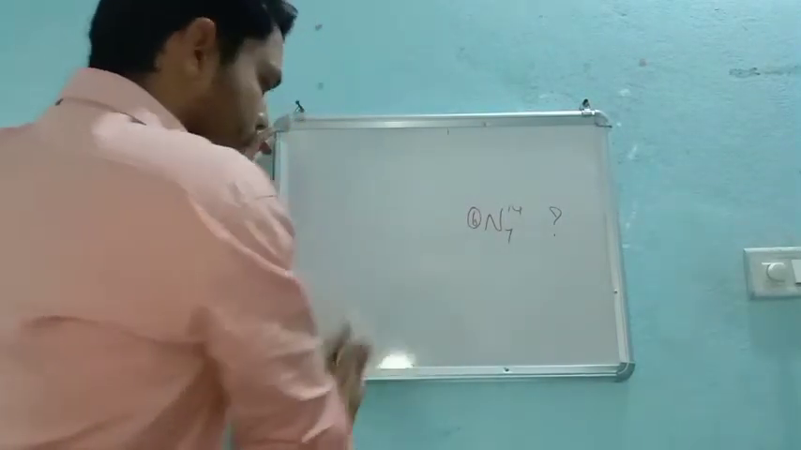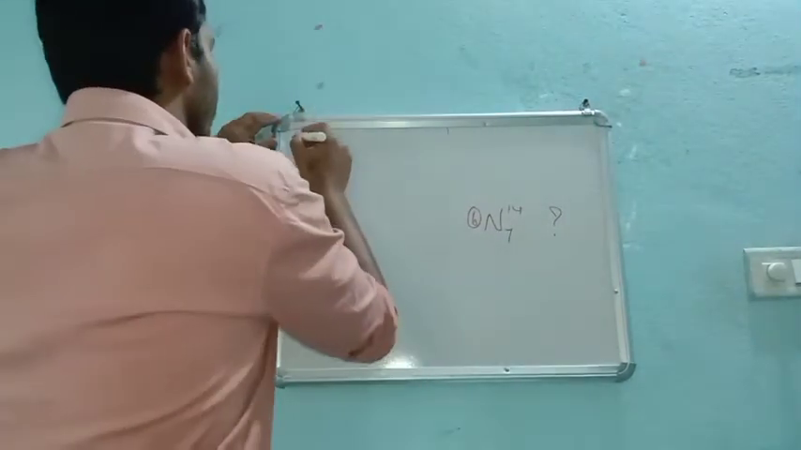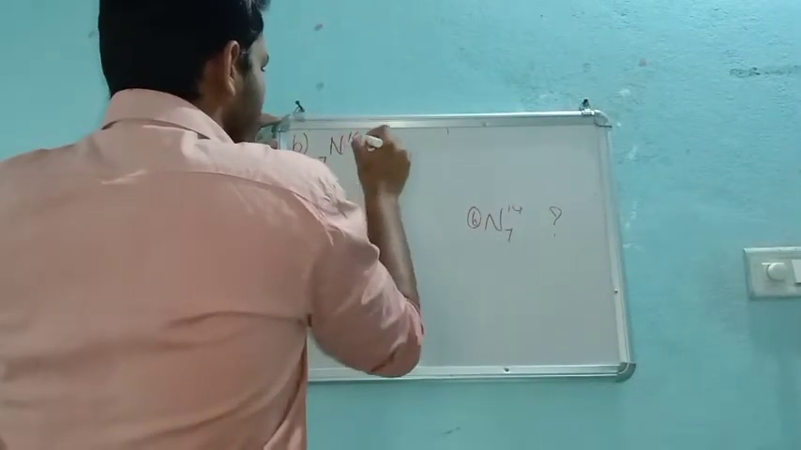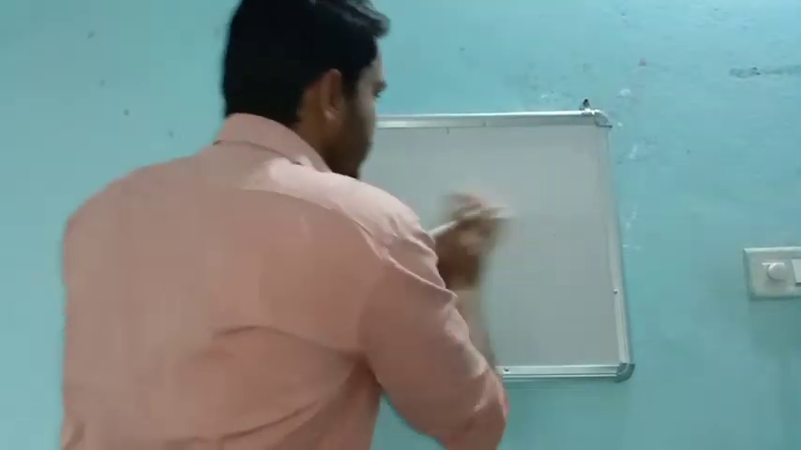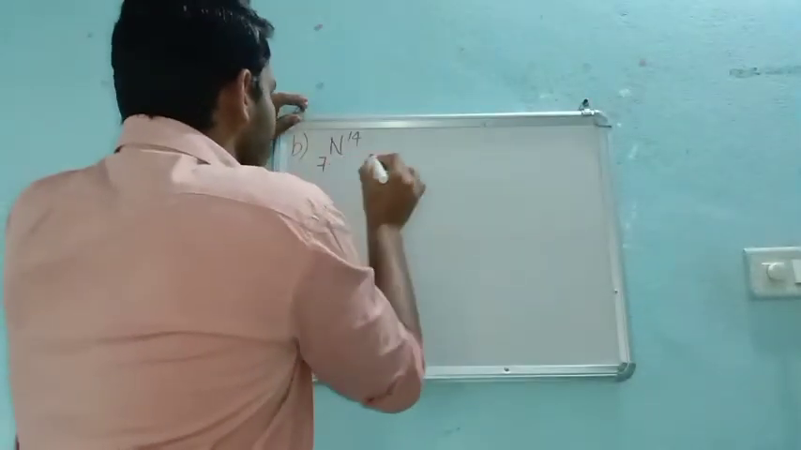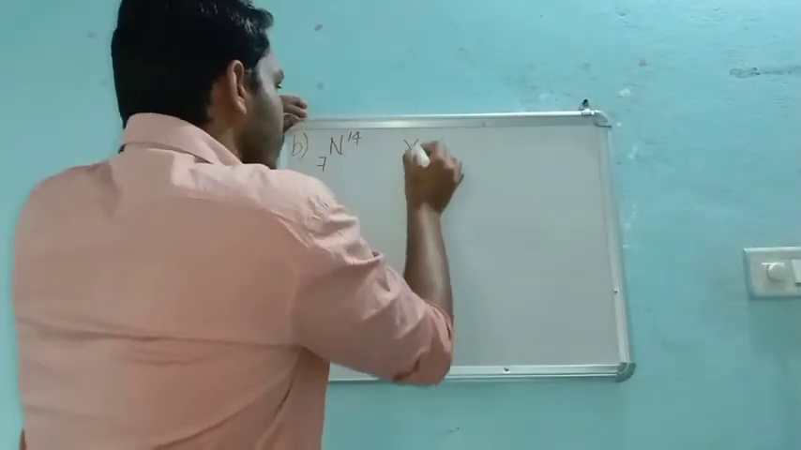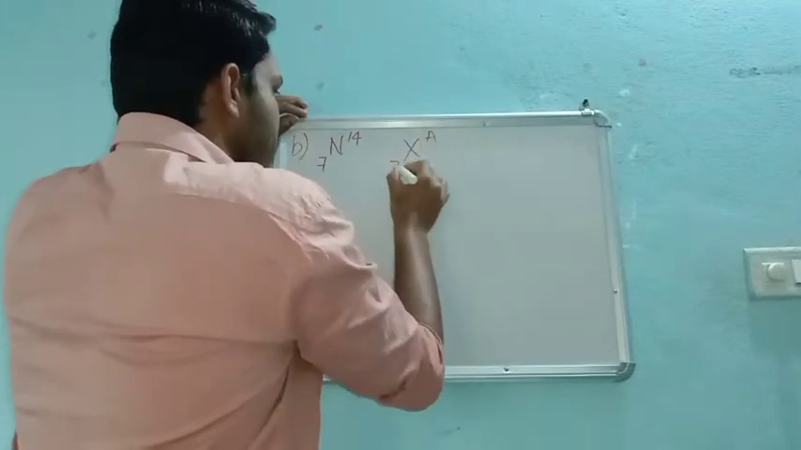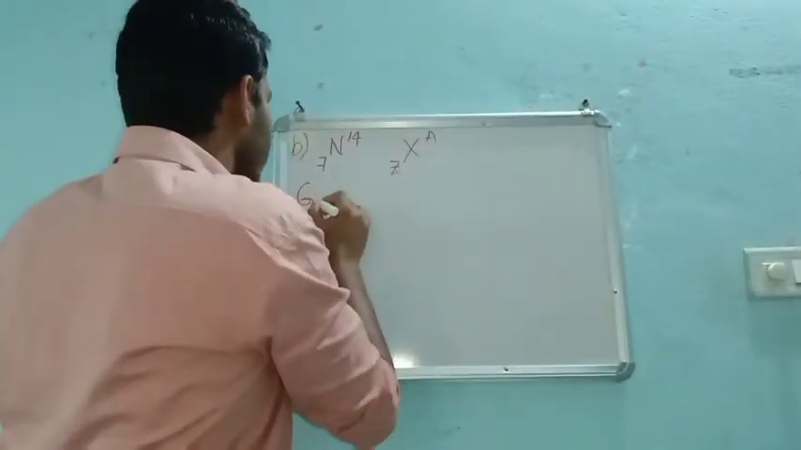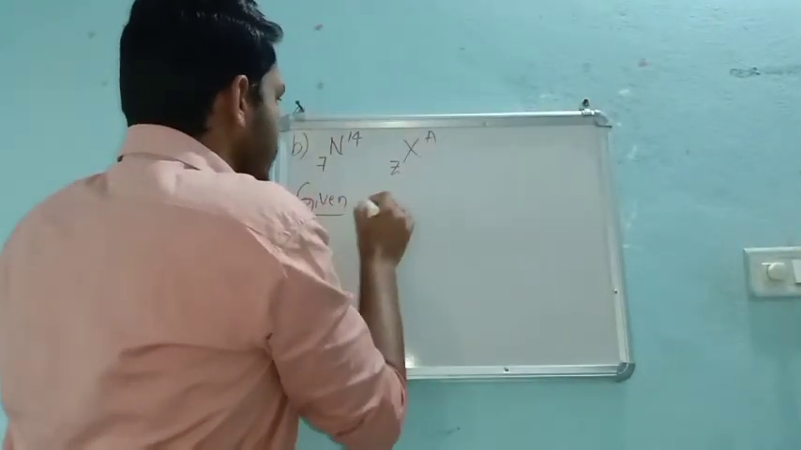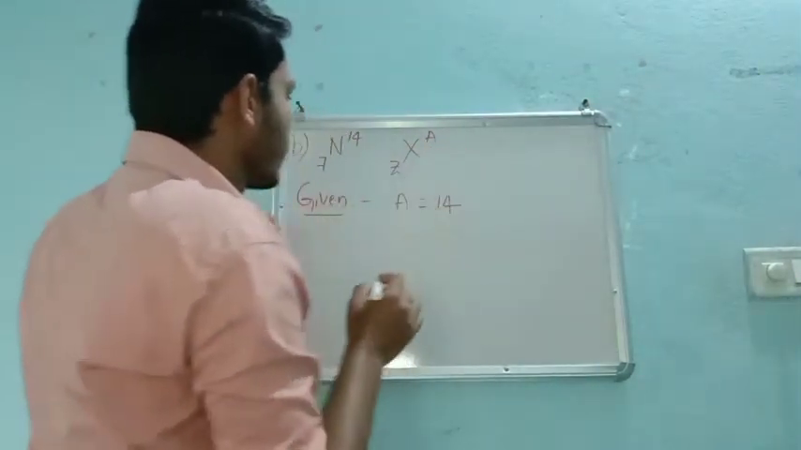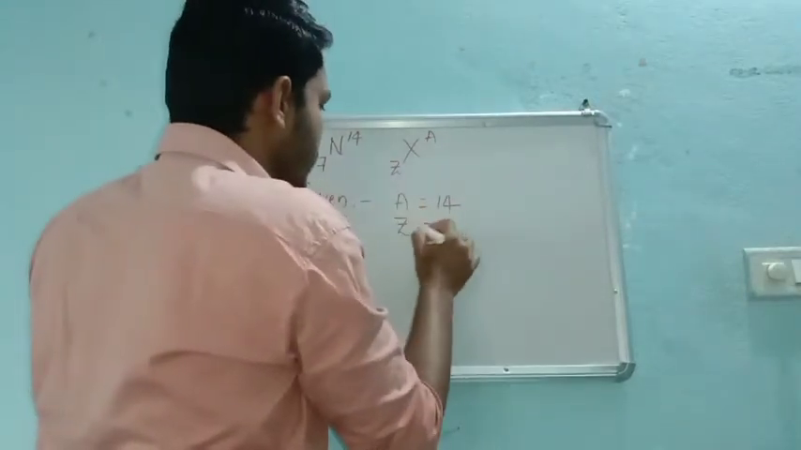So now we will solve this B. B is nothing but N-40-7. Right? So this is our question. Again, if you have understood, then no problem. Otherwise, you again go like this: A, Z. Now compare. What is the value given? You can say like this, given. So A is 40, and Z is 7.